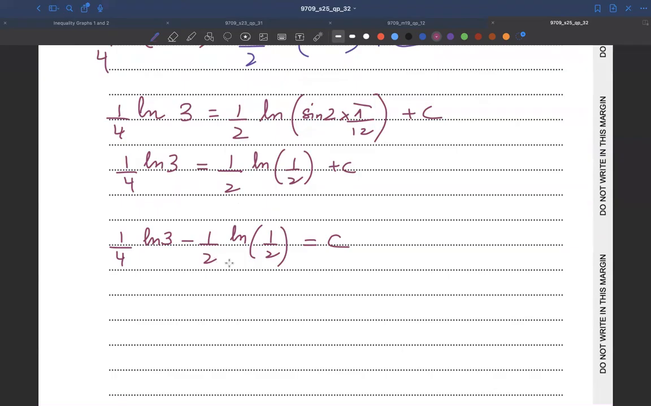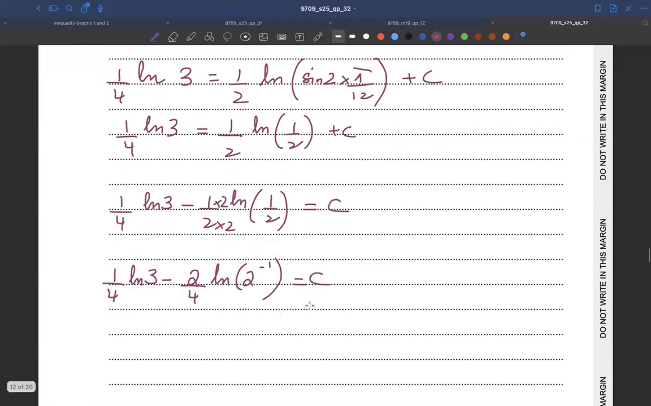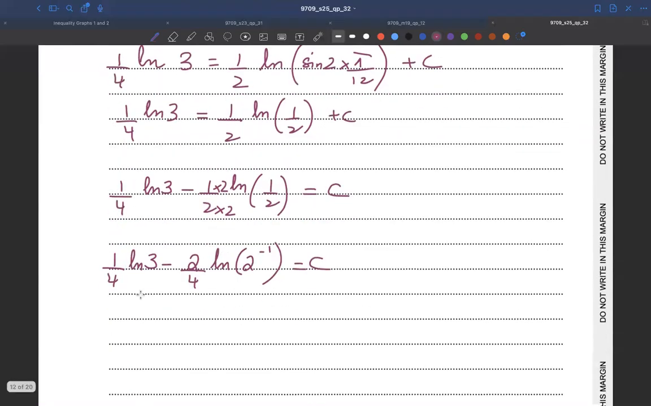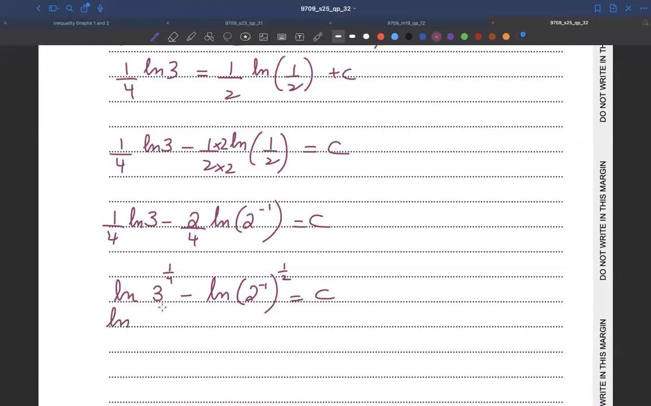If I multiply this by 2, I will get 1 upon 4 ln of 3 minus 2 upon 4 ln of, and we can write it as 2 to the power of minus 1, equals c. And now simplifying this, we have a negative sign over here, or we can just write it as ln 3 to the power of 1 upon 4 minus ln 2 power minus 1, and this 1 upon 2 can become the power over here, equals c. So this will become ln of 3 power 1 upon 4 minus ln of 2 power minus half equals c.